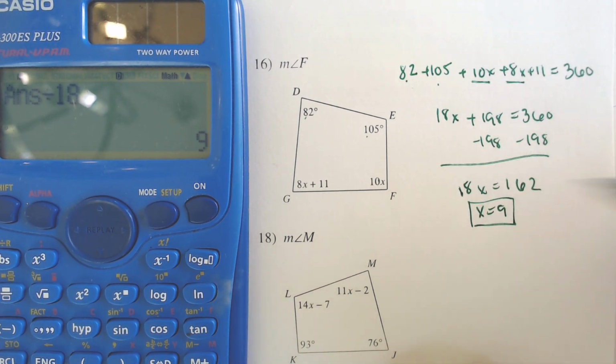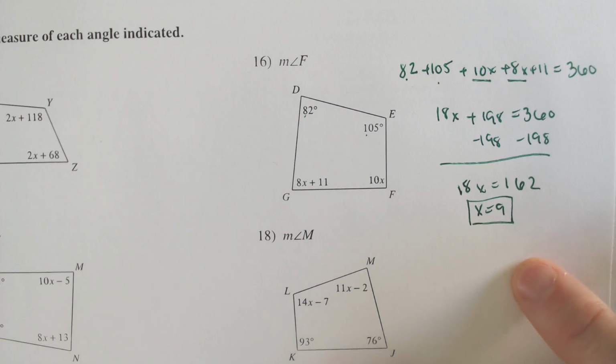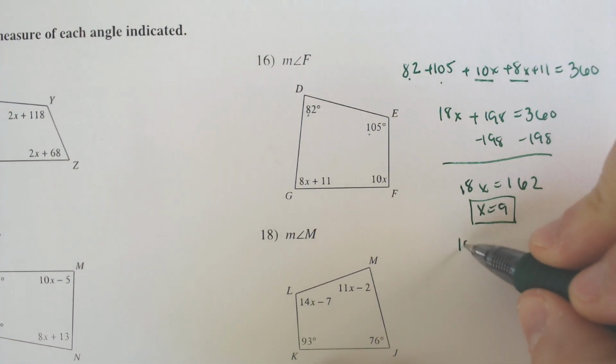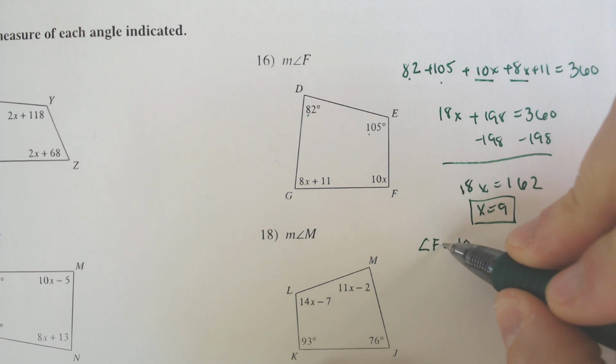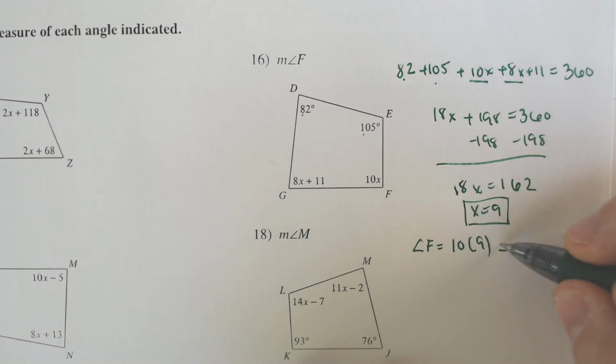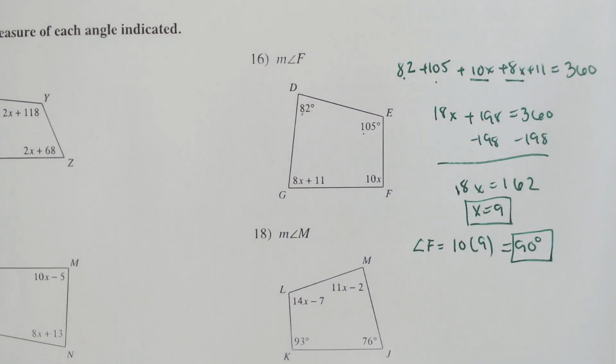The difference this time is that we're not done. X is equal to 9, technically 9 degrees, but we are asked to find angle F. Angle F would be 10 times x, which ends up equaling 10 times 9, which is 90 degrees. Okay? So, that's going to do it for this one.